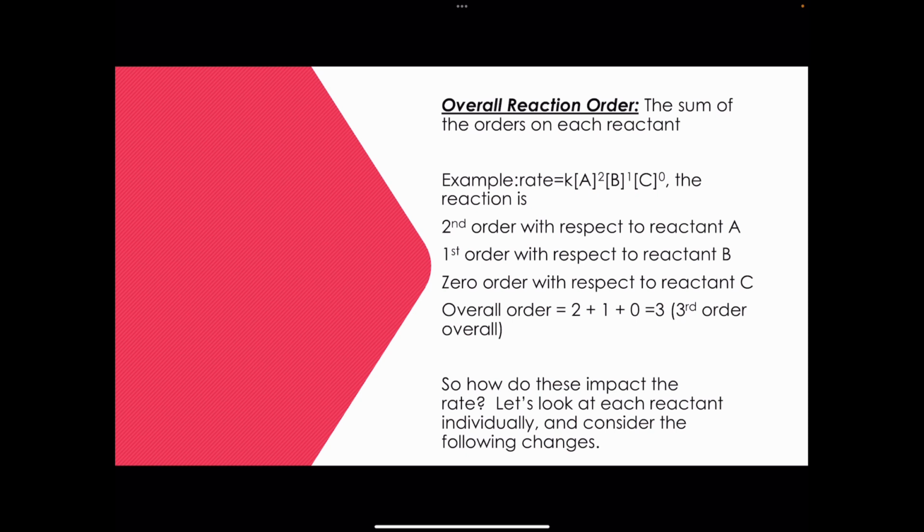So for example, if we've got the equation that says that rate equals k times the concentration of A squared times the concentration of B to the power of 1 times the concentration of C to the power of 0. That particular reaction would be described as being second order with respect to reactant A, first order with respect to reactant B, zero order with respect to reactant C. Now the overall order would be the sum of those orders. So 2 plus 1 plus 0 gives us an overall third order for our reaction.